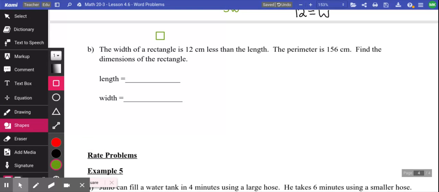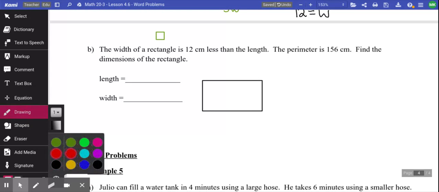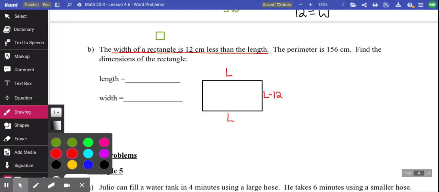So again, it told me we have a rectangle. So let's draw this rectangle. That rectangle says that the width is 12 less than the length. All right, I don't know how long my length is, so I'm just going to put L. But my width is 12 less than that. So if I took my length and subtracted 12, that would tell me the width. And now I have my rectangle. This side obviously is the same as the one above, and this one is also the same as the one across from it. It then says the perimeter is 156.